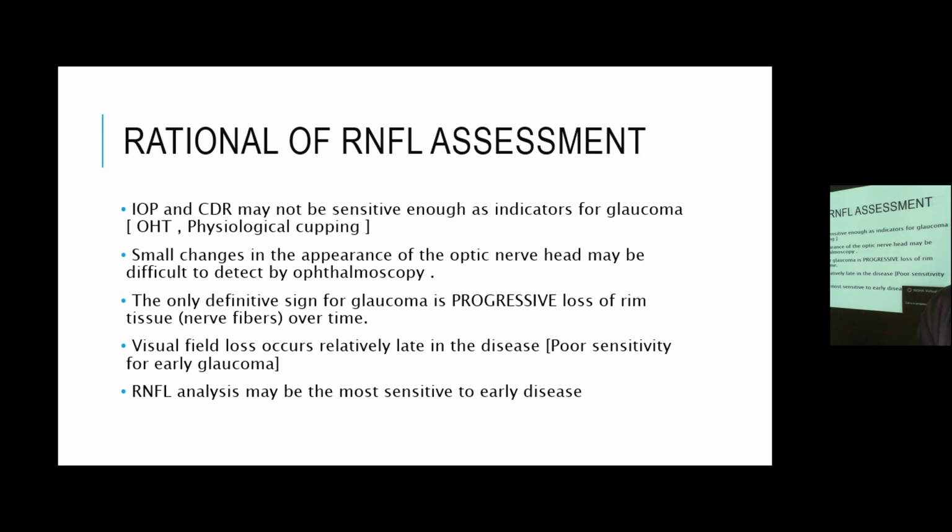The only definitive sign of glaucoma is progressive loss of RNFL over time. The visual field loss occurs relatively late in the disease with poor sensitivity in early glaucoma. So nerve fiber layer analysis may be the most sensitive in early disease.